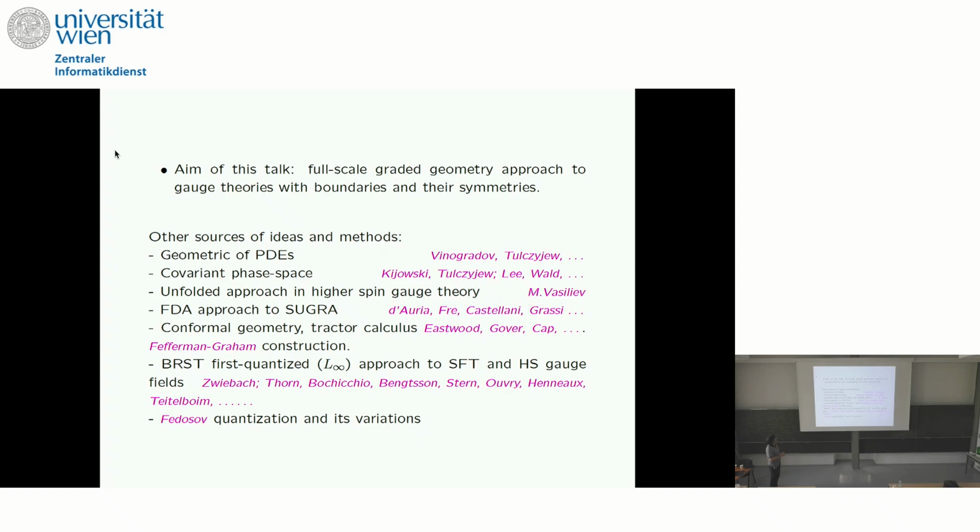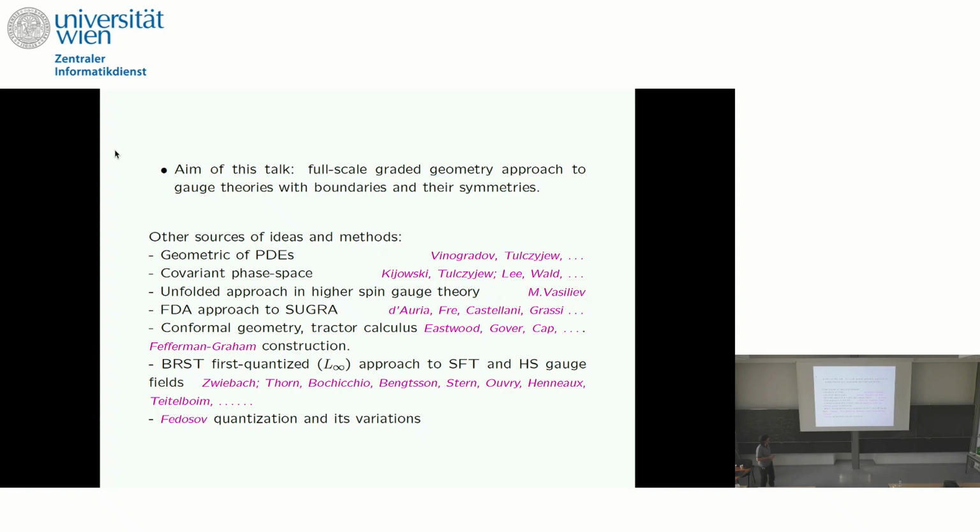So the aim of this talk, to summarize, is to develop this graded geometrical approach to local gauge theories with boundaries and to their symmetries. And mostly I'm sticking to a non-Lagrangian setup, so if I have time, I can give some comments about how the Lagrangian structure looks, what the charges are, and things like that. So here is a list of important sources and ideas beyond the ones which I mentioned, which are taken into account or used in this approach.